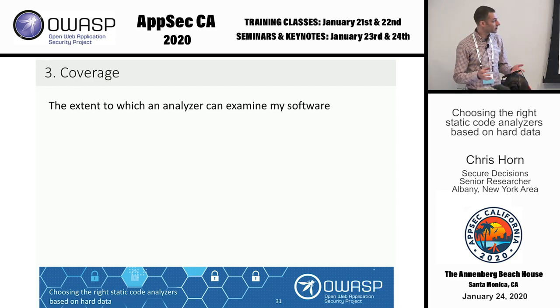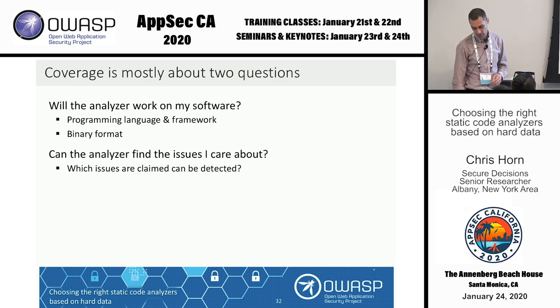And so now we're getting a little bit closer to the results quality sections. So it starts off with coverage. Coverage is the extent to which an analyzer can examine your software. And that breaks out into two main categories here. First, your actual type of software, so the languages and frameworks and the formats like source and binary. And then which kinds of issues can it find?